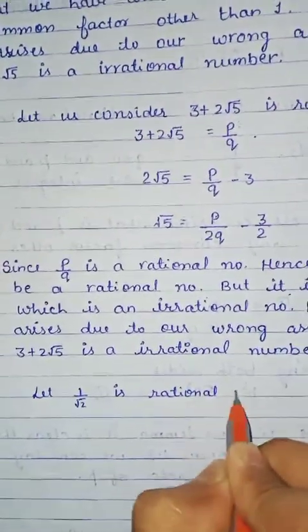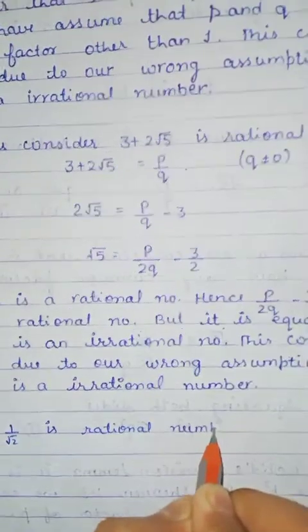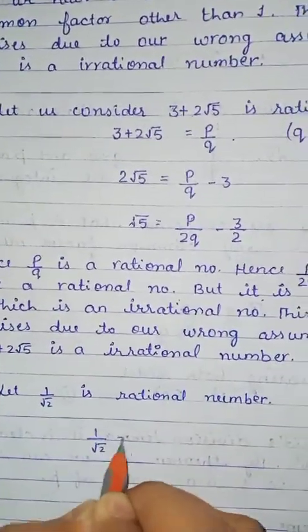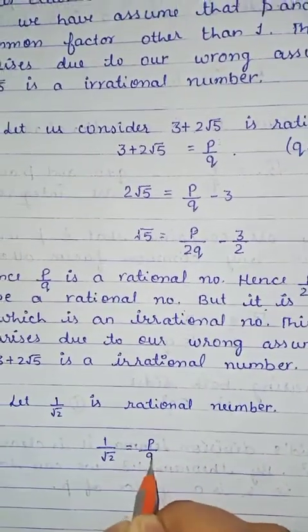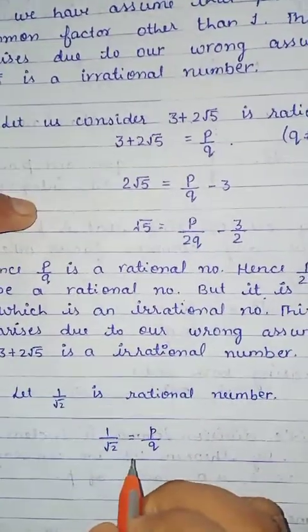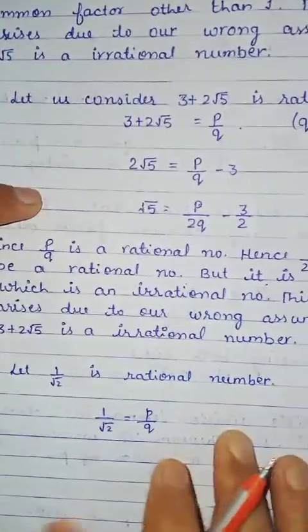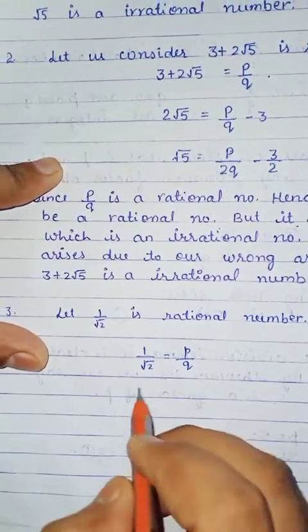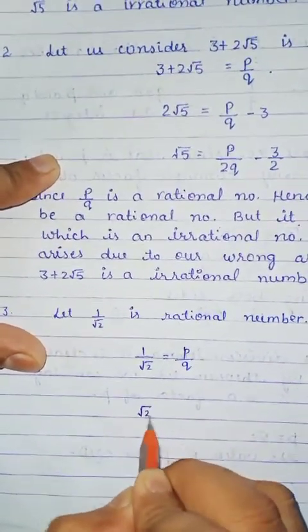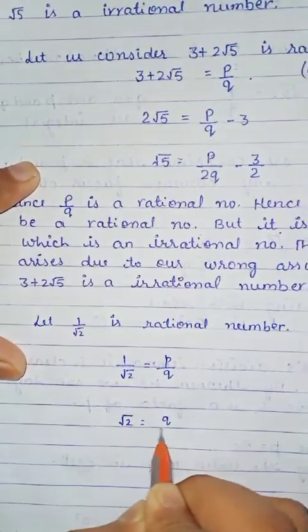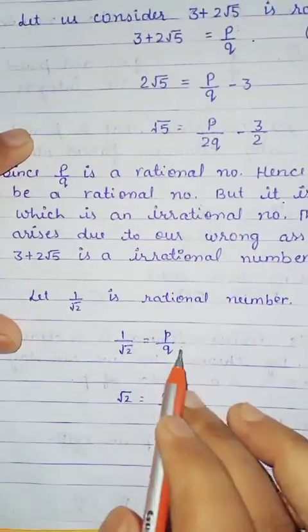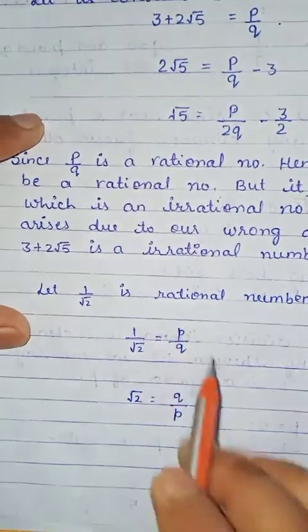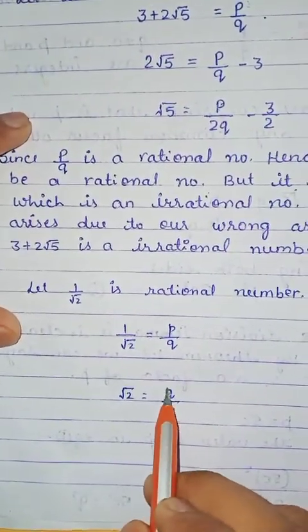If it is a rational number, then it will hold this property of rational number, that it can be expressed in the form of p upon q. So if 1 upon root 2 is p upon q, then root 2 will be what? It will be q upon p. Here we know that p upon q is a rational number, so q upon p will also be a rational number.